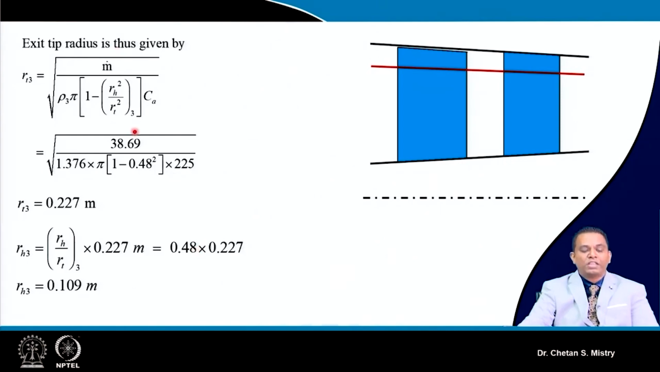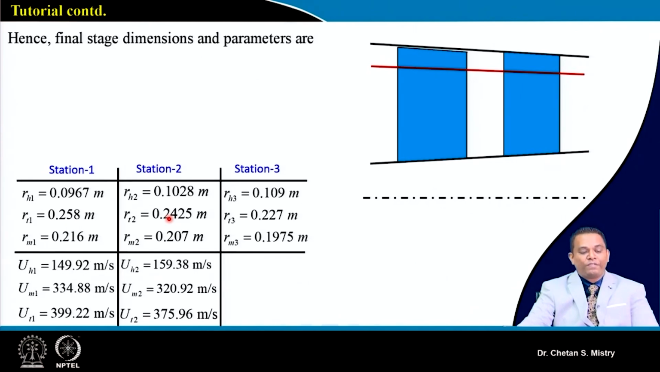Now if that's your case, all these numbers in terms of mass flow rate, axial velocity, density, everything is known to us, and that gives me my exit radius at the tip as 0.227, and at the hub it comes as 0.109. So when you are doing this design, you need to calculate your radius both at the hub as well as at the tip. Now these are the calculations for different stations: station 1, station 2 and station 3.